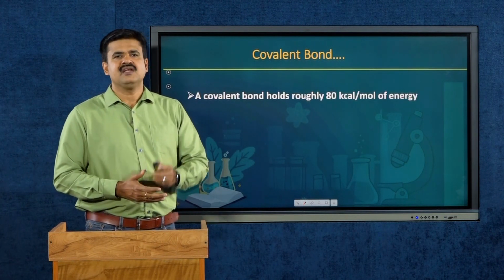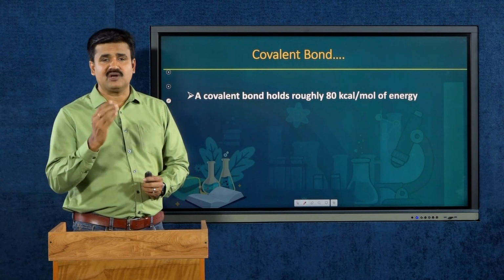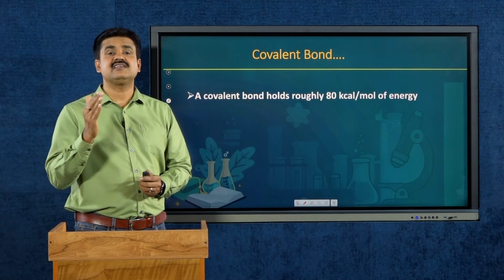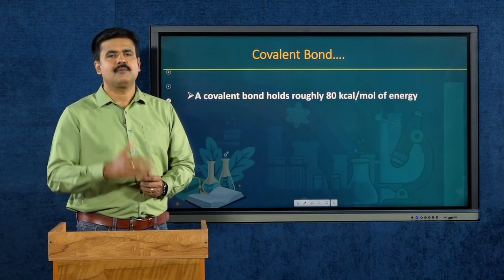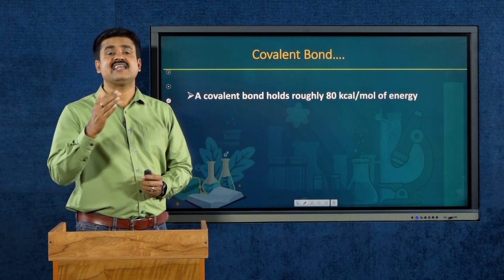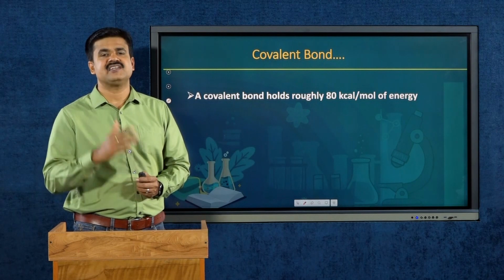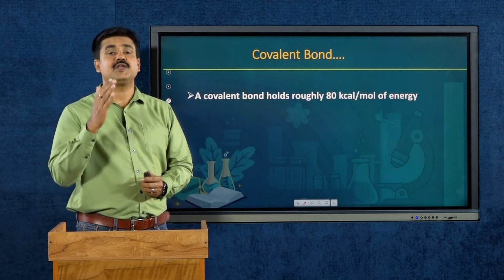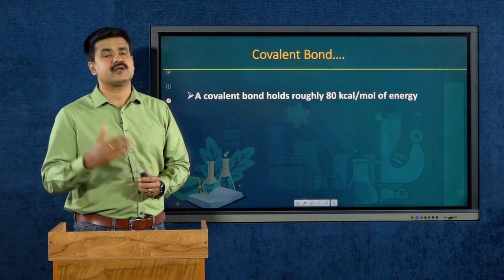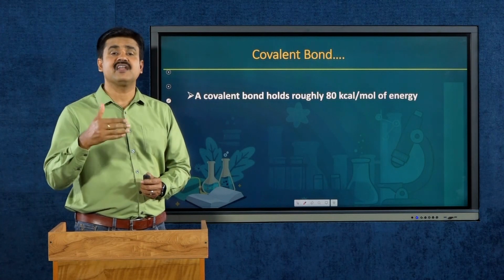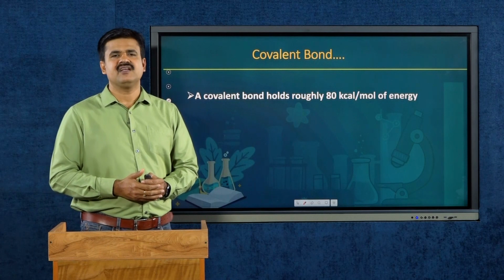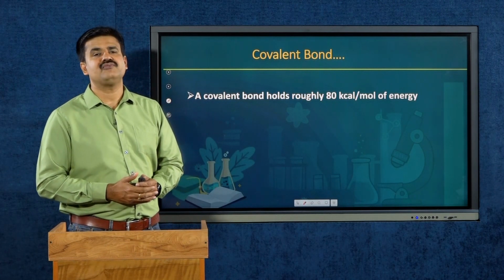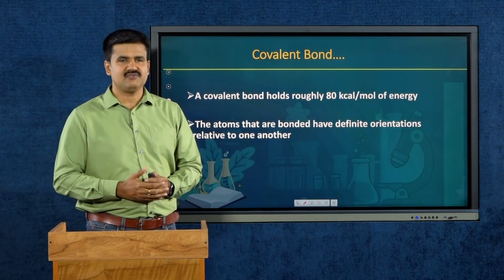Now, a covalent bond holds roughly 80 kilocalories per mole of energy. You know the fact that bond formation is an energy releasing process, that is an exothermic process, and bond breaking is an endothermic process. So, during covalent bond formation, there occurs the liberation of nearly 80 kilocalories per mole of energy. This is an approximate value.